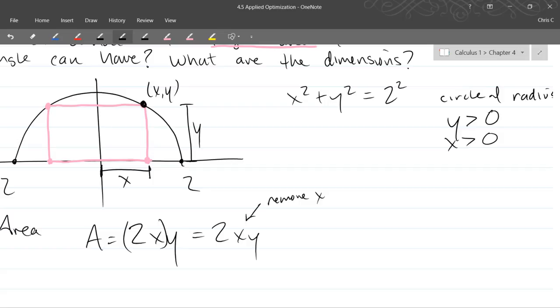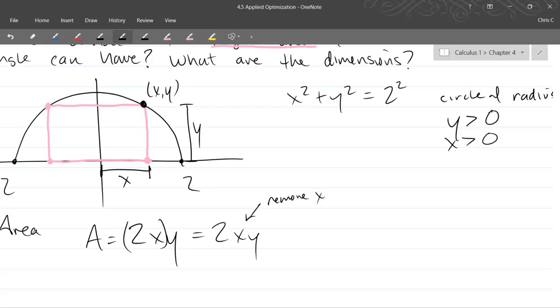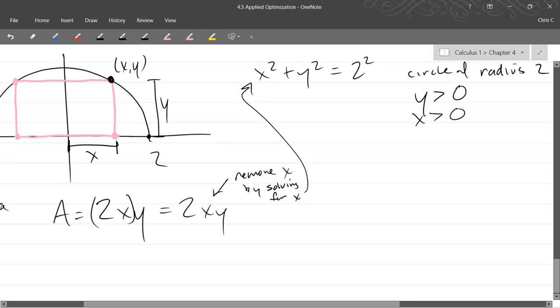I could divide by x, but then when I take my y derivative, I still have an x hanging around. It will just be on the other side. So we're going to solve for x just like we did before. We had an equation that related our two quantities, and we're solving for one of them to eliminate the other one. So we're going to remove x by solving for x right up here. So go ahead, solve for x, and that shouldn't be hard to do.